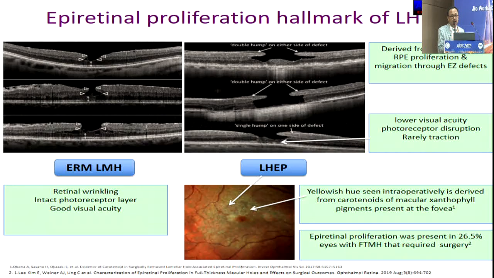So the epiretinal proliferation is a hallmark of this LHEP, where we have seen it is actually derived from the Müller cells. We have RPE proliferation and migration through the defects. Usually they have a lower visual acuity because of the photoreceptor disruption, and rarely there is traction. And if you see this picture, the yellowish hue seen intraoperatively is derived from the carotenoids, and epiretinal proliferation was present in 26% of eyes in patients who actually had full thickness macular hole surgery.